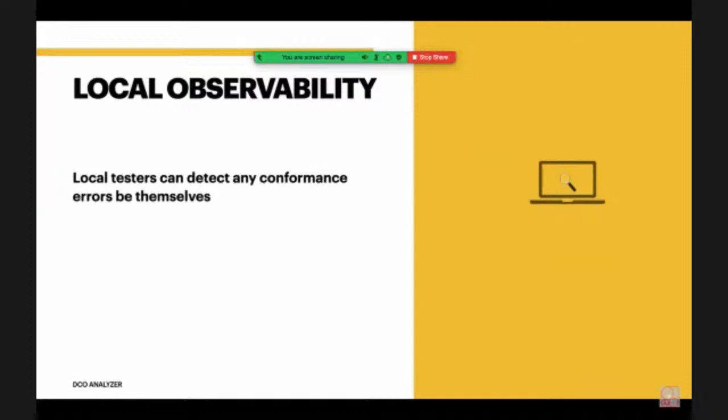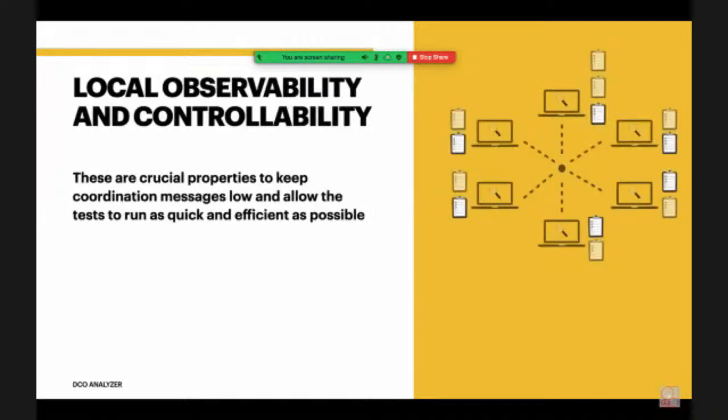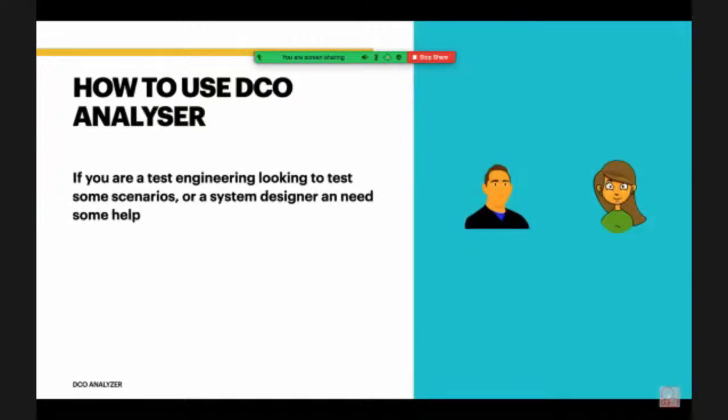So local observability means that local testers can detect any conformance errors by themselves. Local controllability means that local testers can choose their own test inputs independently. These are crucial properties to keep coordination messages low and allow the tests to run as quickly and efficiently as possible. How to use DCO Analyzer?